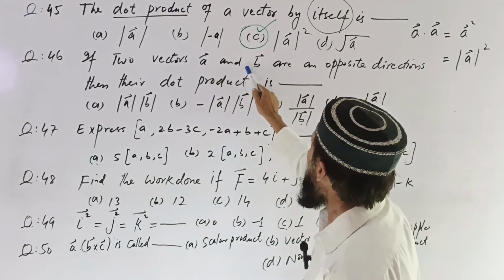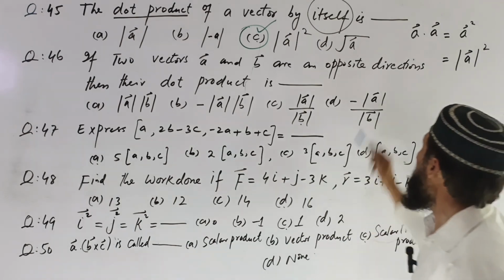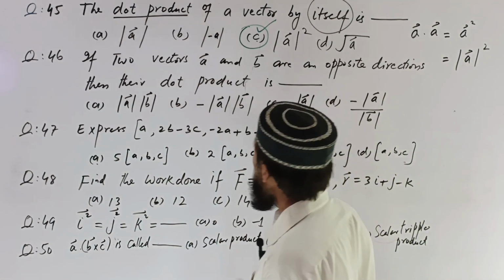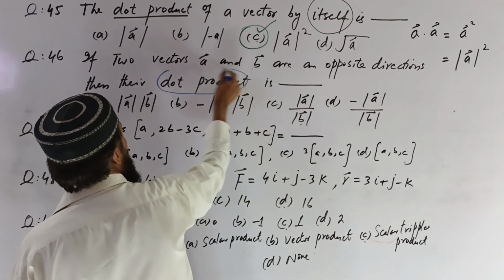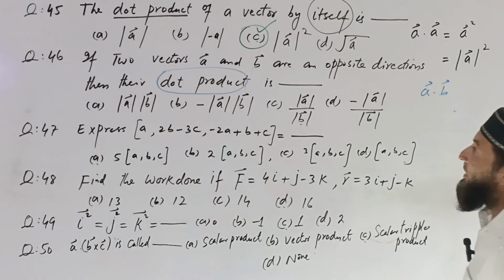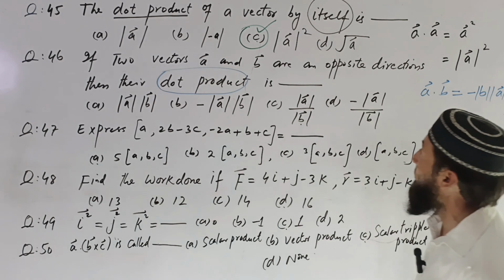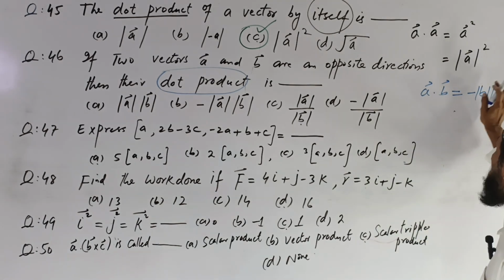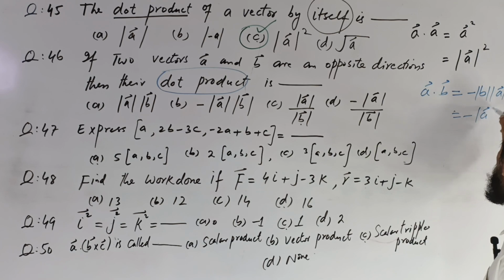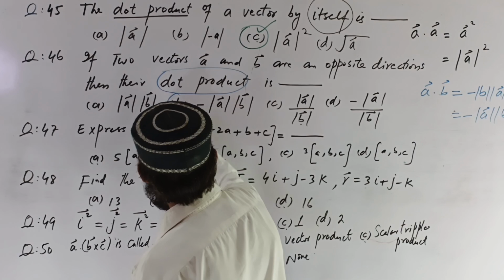If two vectors A and B are in opposite direction, if their direction is changed, then for the dot product A dot B we can write minus the magnitude of A times the magnitude of B. The correct answer is B.